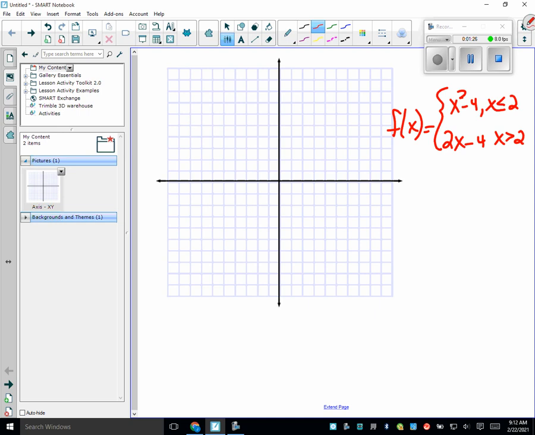What is the end number of this piece? The end number of this piece is this number right here, 2. That is going to be the end of that piece of the graph. That's where it's going to stop. So when x is 2, what is y? 0. And that is a less than or equal to, so it is a closed circle at 2, 0. Okay?